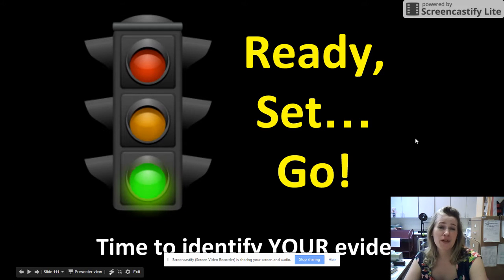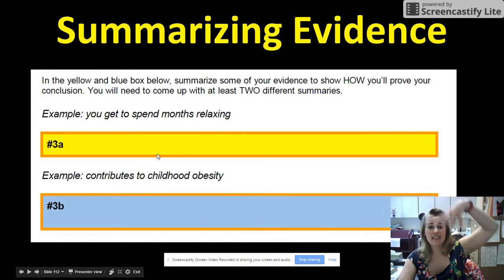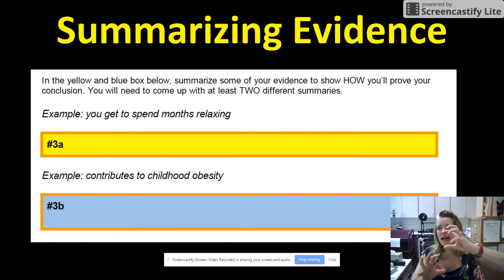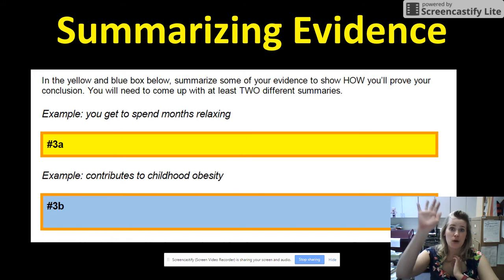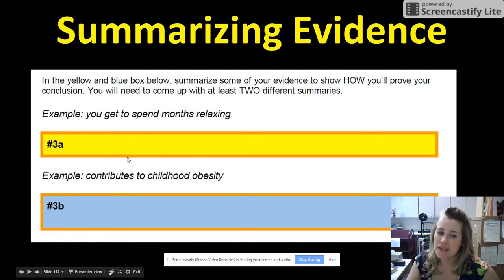You're going to do this with your own evidence now. So you're going to go to your evidence, and you're going to try and put your evidence into 2 different categories. And in putting it into 2 different categories, you're going to come up with 2 reasons that support what you wrote in that pink box. So you have 2 reasons, and you are going to put 1 reason in 3A and 1 reason in 3B. And it should read something like contributes to childhood obesity.